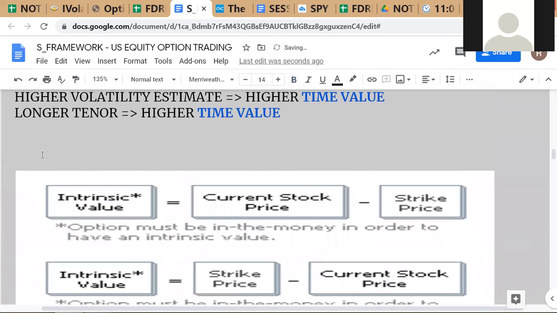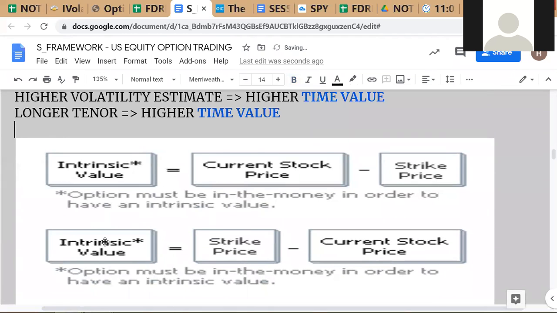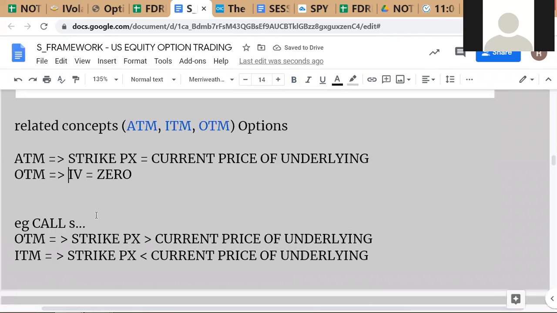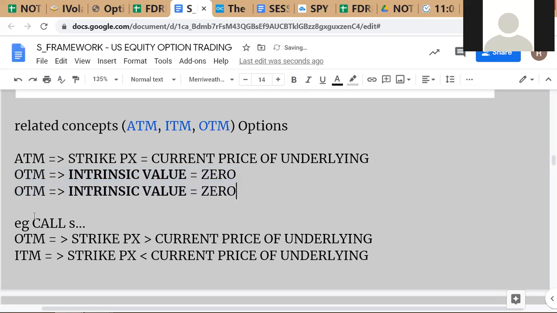Can we save some space here? ATM is very easy to understand. At, which means strike, is equal to current price of underlying. OTM implies intrinsic value is 0, and therefore ITM implies, very simple logic. Okay, ATM, OTM, no, this is ITM.